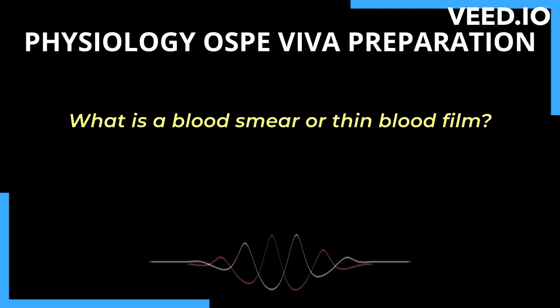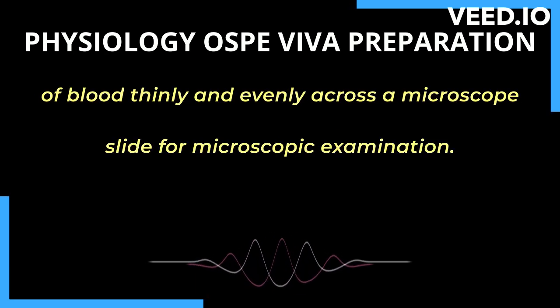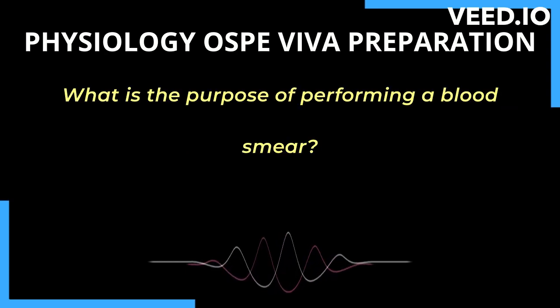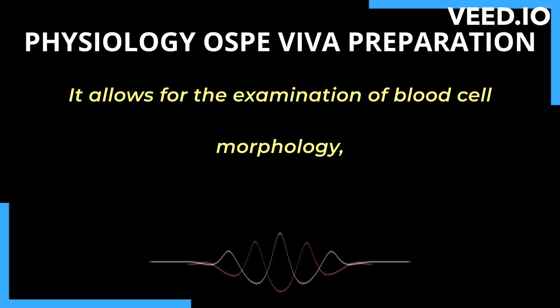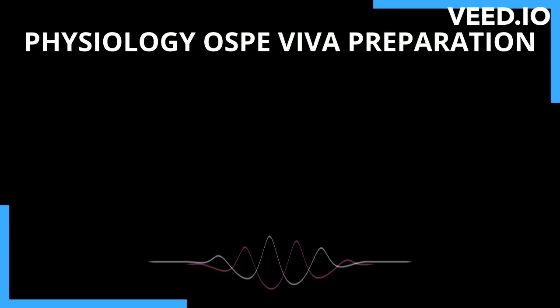What is a blood smear or thin blood film? A blood smear is a laboratory technique used to spread a drop of blood thinly and evenly across a microscope slide for microscopic examination. What is the purpose of performing a blood smear? It allows for the examination of blood cell morphology, aiding in diagnosing various blood disorders.